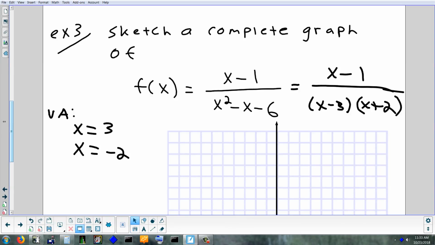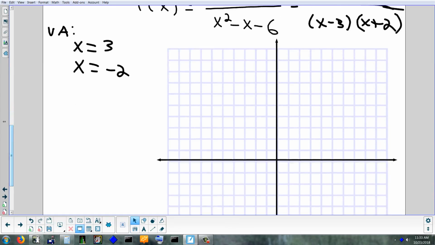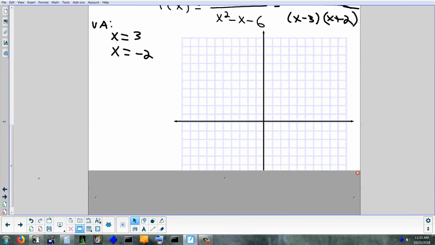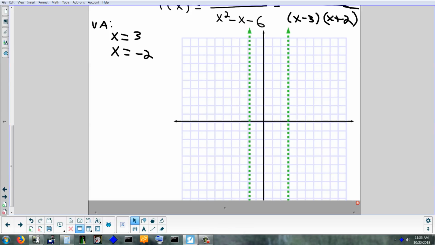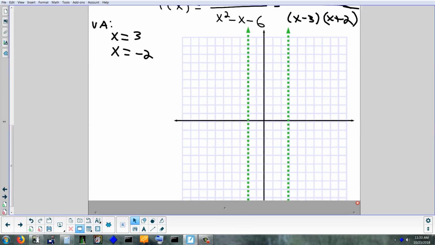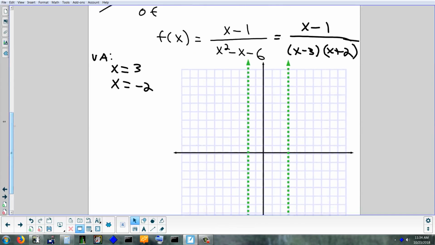Okay, so I'm going to stop for a second, put those on the graph. 3, negative 2. So dotted lines at 3 and negative 2. That's close enough. So 3 and negative 2. Let's do horizontal asymptotes. So to get that, we'll do the end behavior model.